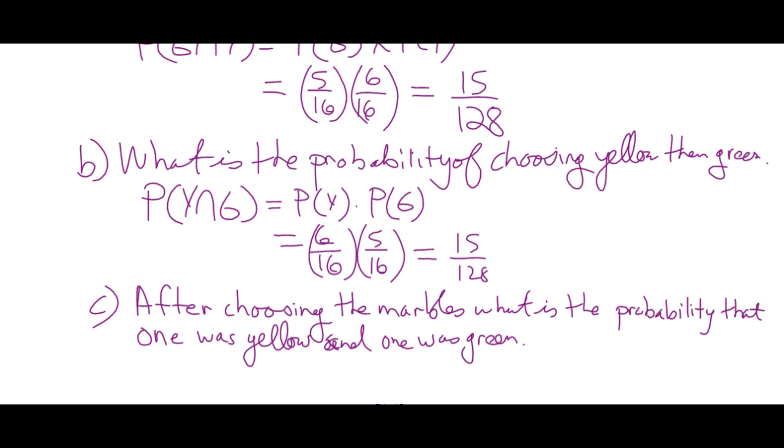So it's just 15 out of 64, right? You're just going to add these two together. Gives you 30 out of 128, reduces to 15 out of 64.